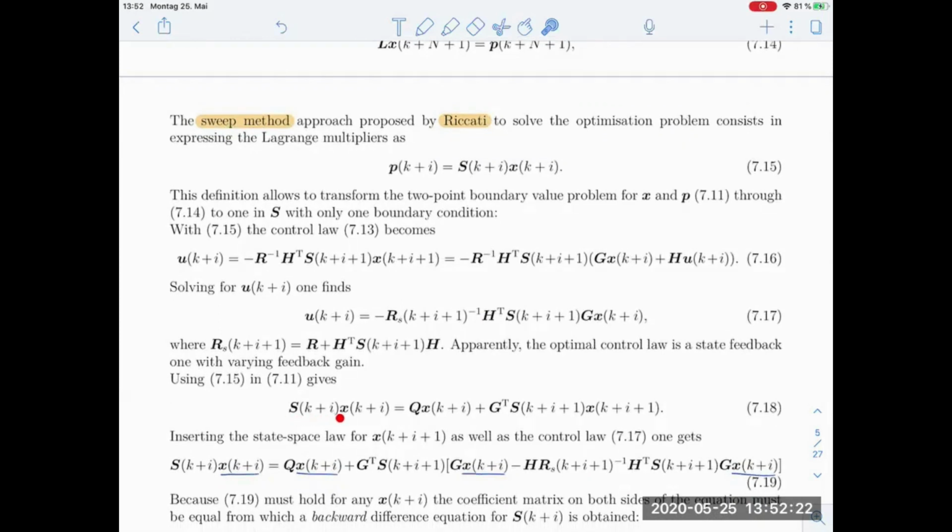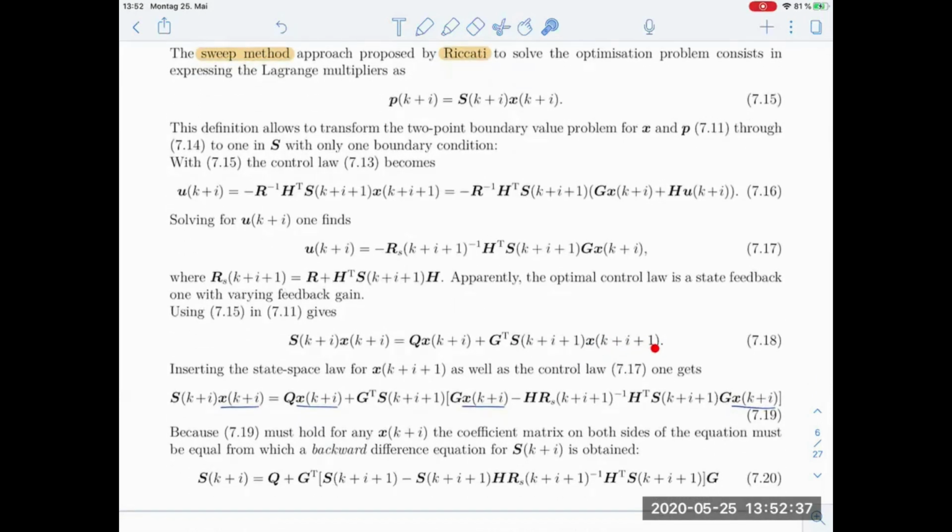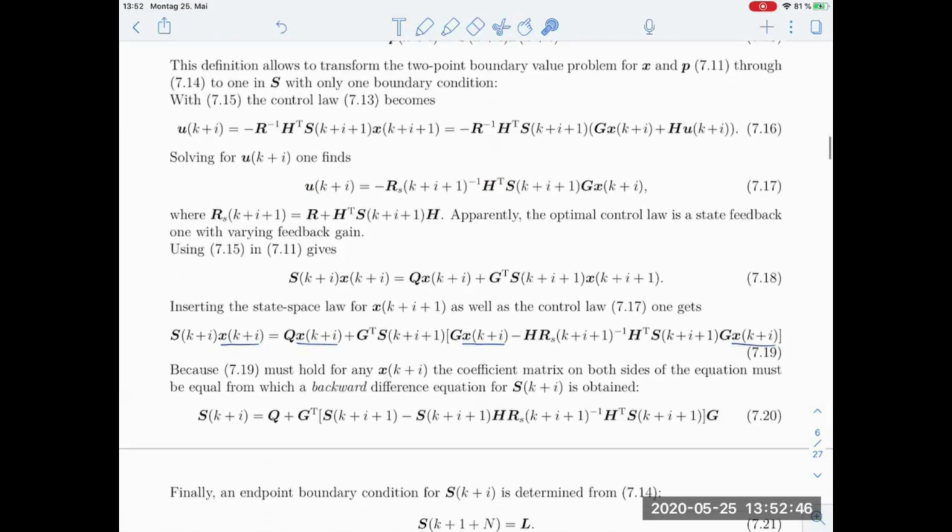From the other equations, we will get p k plus 1, which we can express as S k plus 1 times x k plus 1, entirely proportional to x's. And this is the next x, so we have to insert again this form here, and we insert u that we just obtained here. So that's a lot of terms, but boiling that down gives us this line here.